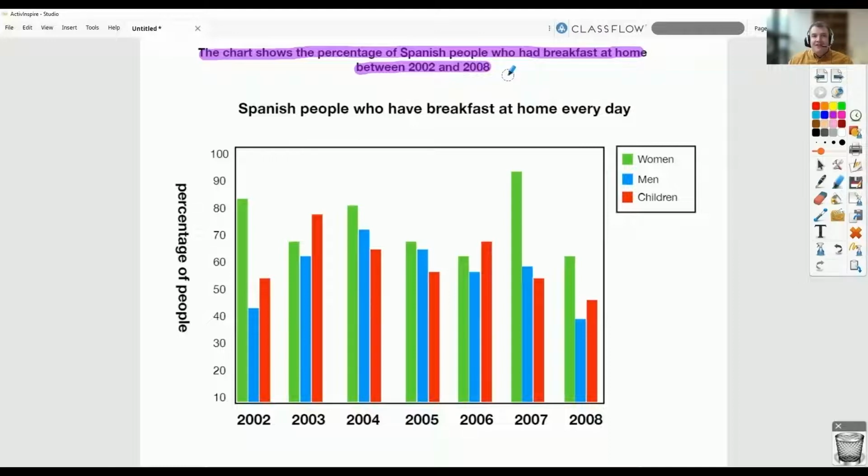So bear in mind, guys, these statistics are not real. These are bar charts made by me for this course. So I don't actually know how many Spanish people have breakfast at home. I suspect it's less than this, because when I lived there, people used to go to cafes in the morning and have sort of toast and tomato and coffee. So maybe it'll be less than this, but it doesn't really matter. It's just an example for our course. So the chart shows the percentage of Spanish people who had breakfast at home between 2002 and 2008.